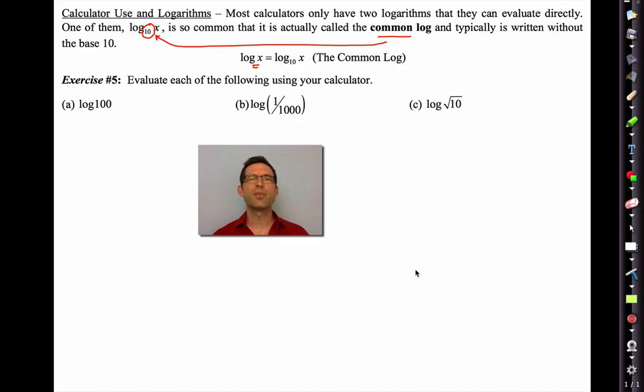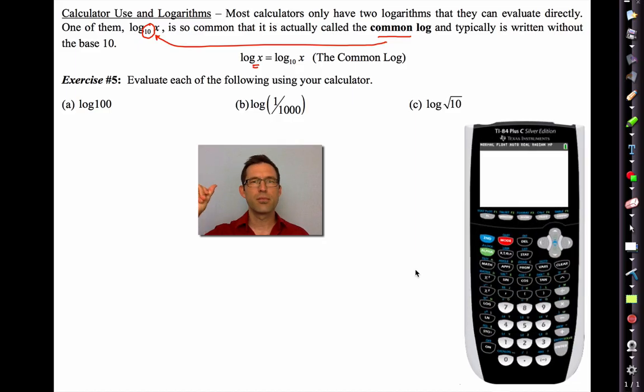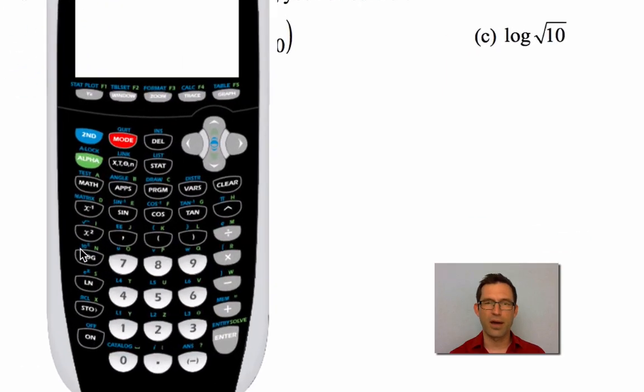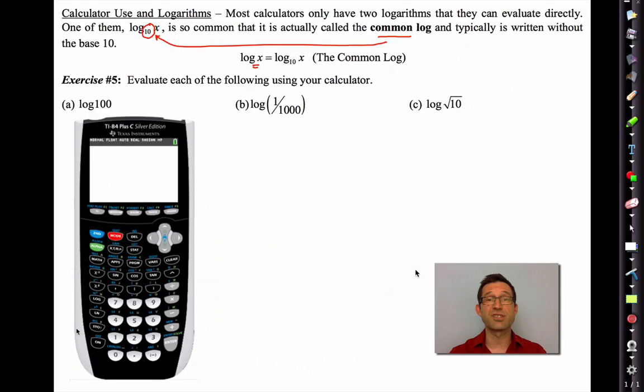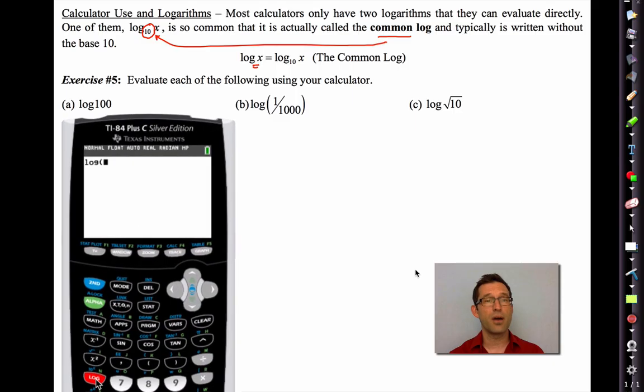Let's open up the TI-84 Plus. It's going to make just a small appearance here. Okay, let's find the log button. The log button is right down here. It's pretty obvious. It says log on it. Now again, that's just log base 10. You don't get log base 5 or 7 or 2 on that. It's just log base 10. So let's hit that button and let's type in 100 and hit enter. And it gives us 2.